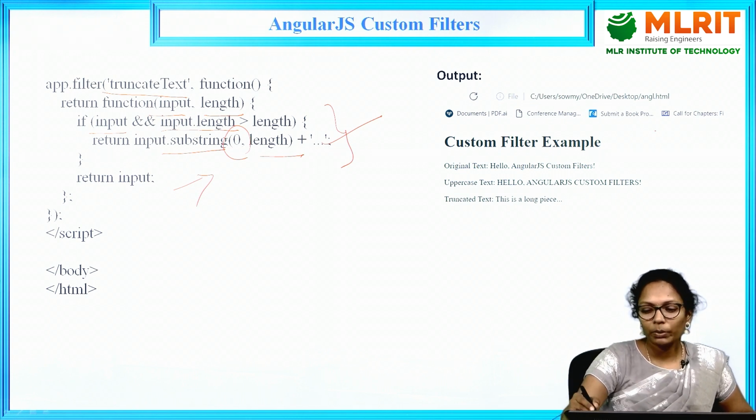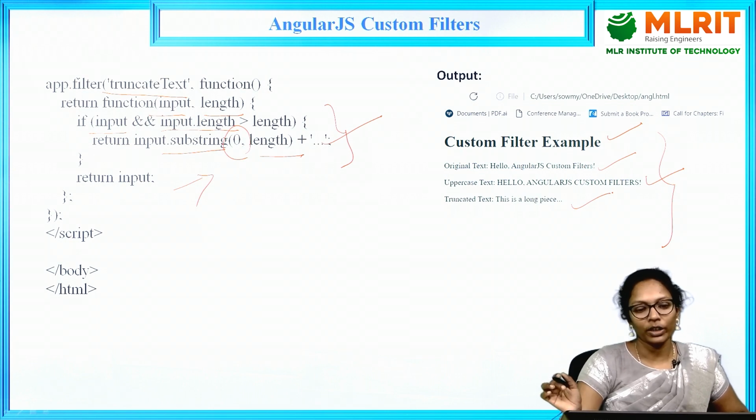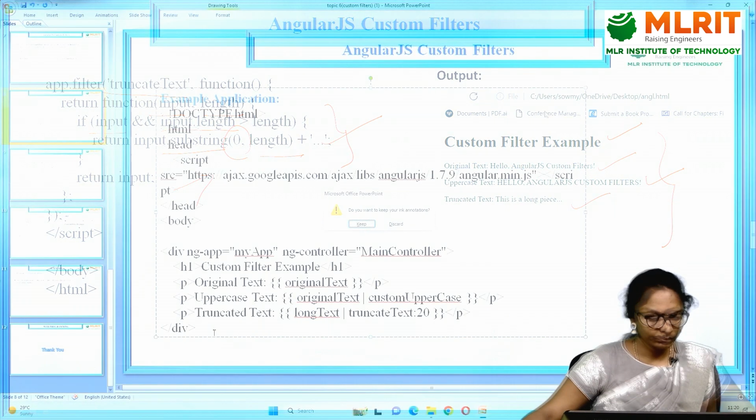So this is the output. I will get 4 lines of text. This is the heading, this is the original text, this is the uppercase filter applied to the original text, and this is the truncate filter applied to the long text. We'll try to execute this program.